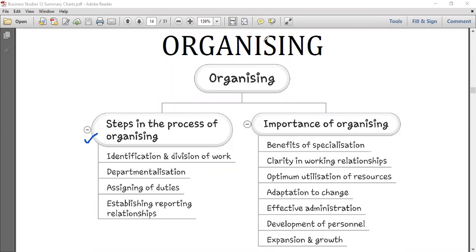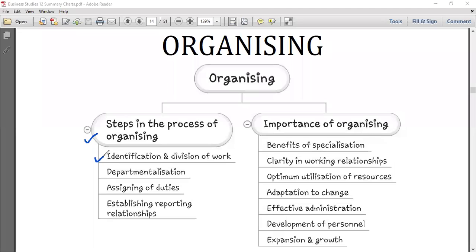Now let us start with the steps in the process of organizing. So first of all, we have identification and division of work. First of all, before we set departments, before we assign duties, we have to identify the total amount of work that has to be performed in the organization, and after their identification, we have to divide the work on the basis of the categories, on the basis of their nature.